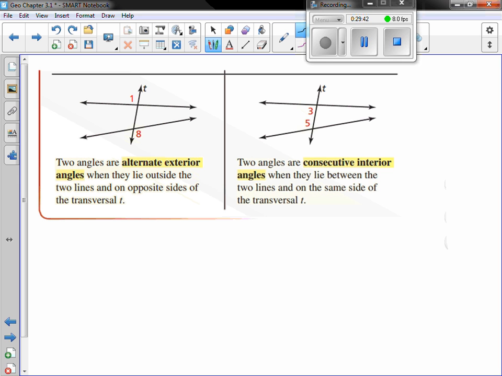Any questions on these two here? Because we're going to start looking at some examples of them. So let's look at this here.